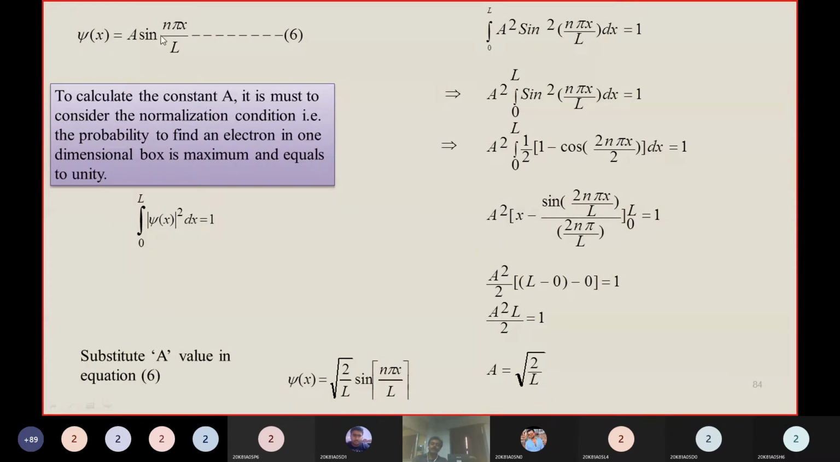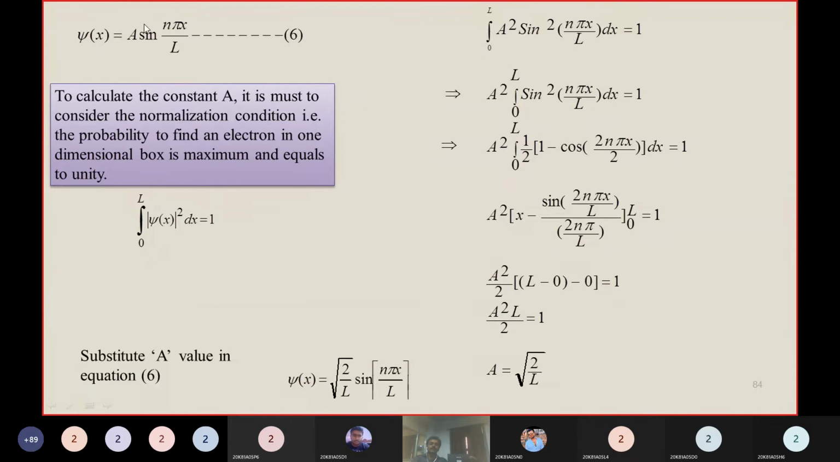According to what we calculated, psi of x is equal to a sine kx, from equation 4. What is the k value here? k is equal to n pi by L. If you substitute the k value, we get psi of x is equal to a sine n pi x by L. Let us take this as equation number 6.